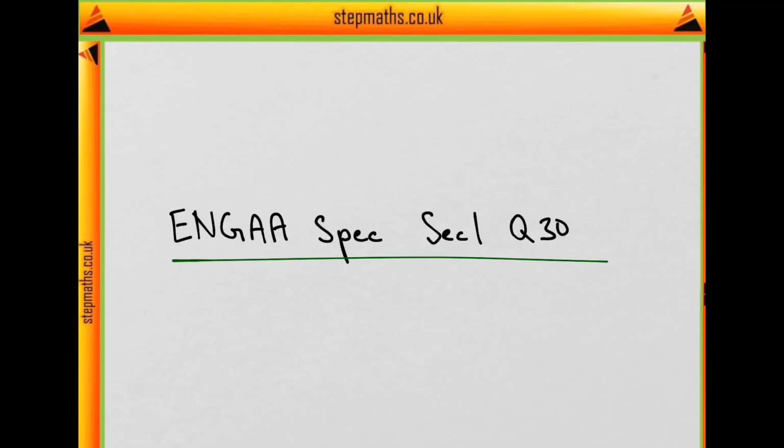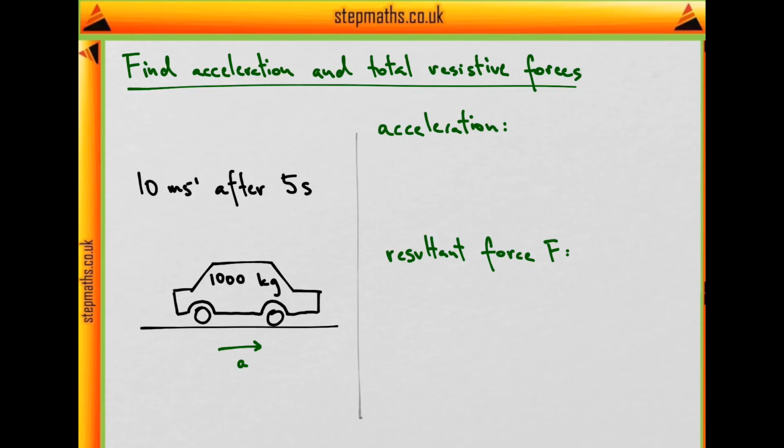In this video, we are going to look at question 30 from the specimen paper. So in this question, a car accelerates from rest and reaches a speed of 10 meters per second after 5 seconds. And its mass is 1,000 kilograms, 1 ton.